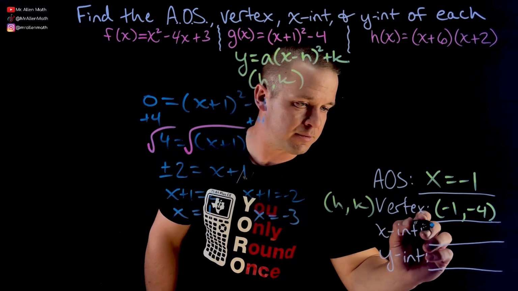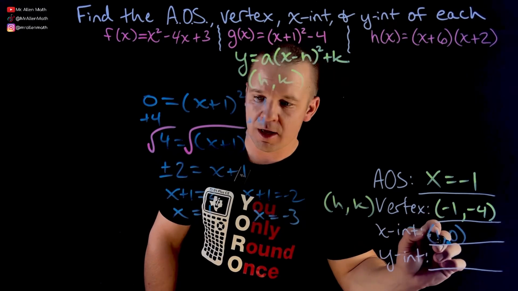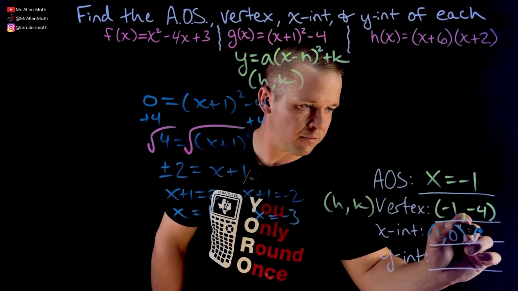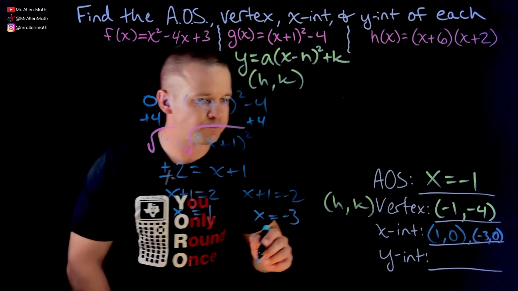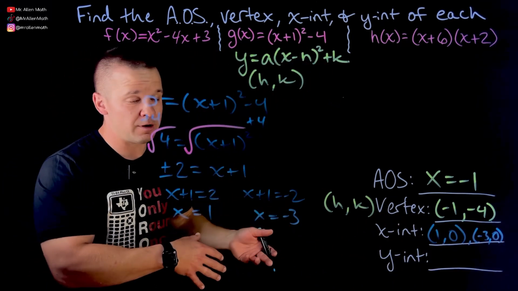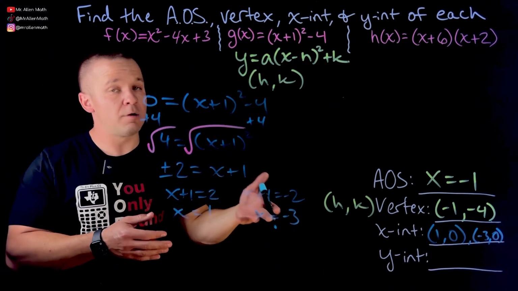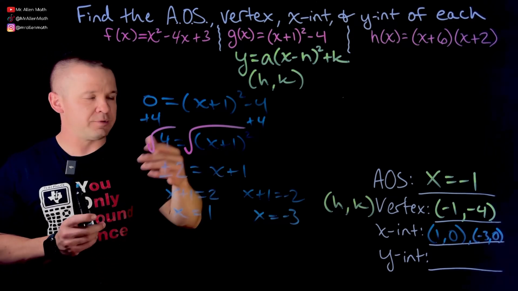So my x-intercepts are (1, 0) and (-3, 0). Boom. So my y value is 0, so it's 1 for my x value, 0 for my y value. Cool? And then same with the other one.